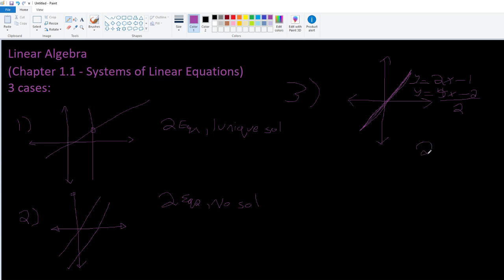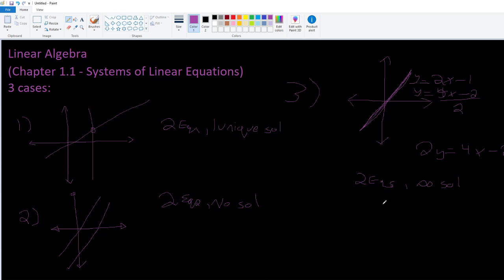Or like 2y equals 4x minus 2. Something like that. So these are different, but this is the same equation twice, written a different way. So, two equations, infinite solutions.